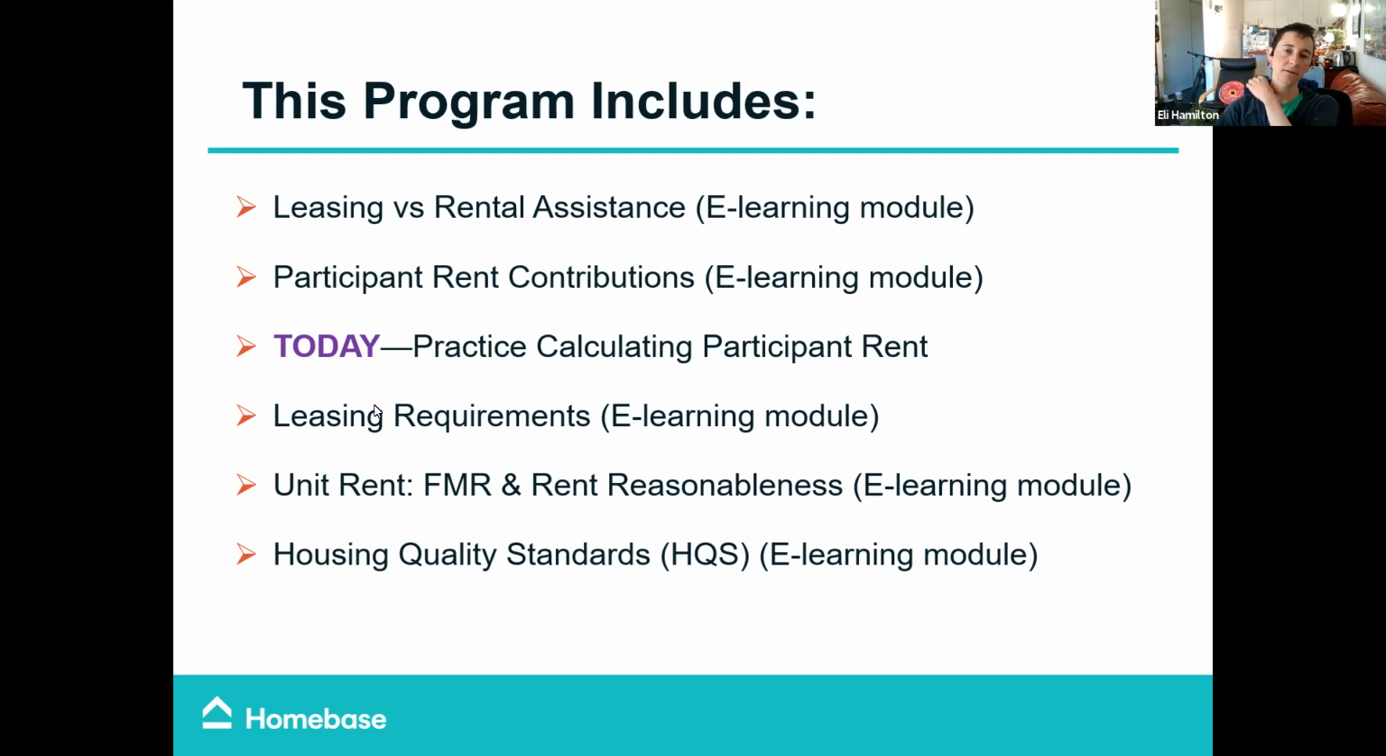Then the rest of the e-learning modules are going to cover other requirements, leasing, total unit rent, so the standards around how much the total rent on the unit can be, and housing quality standards.